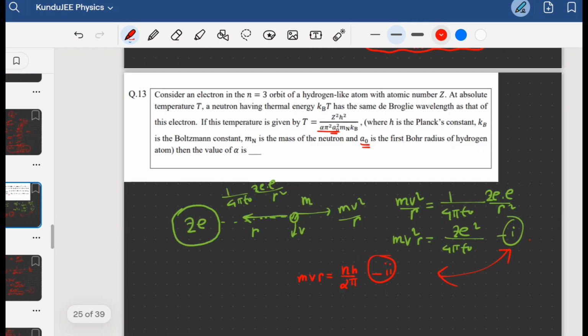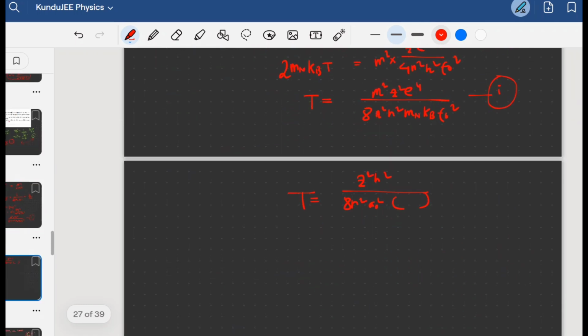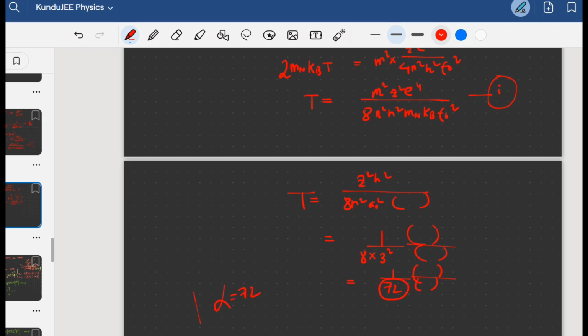So in the question, n equal to 3, consider the electron in the n equal to 3 orbit of a hydrogen-like atom. So in this expression I have to put the value of n equal to 3. Whatever expression is there, numerator and denominator, 8 into 3 square, we'll ultimately get 1 by 72 if we put n equal to 3. So the value of alpha will ultimately be 72, and that is the answer.